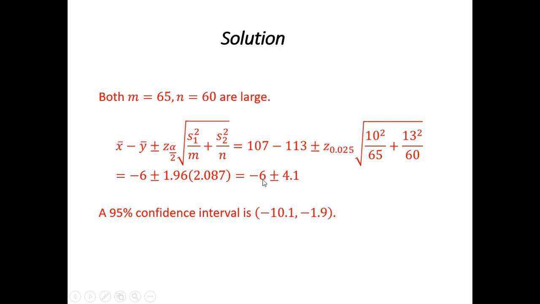So we're looking at minus 6 minus 4.1, so we get negative 10.1. And negative 6 plus 4.1, we get negative 1.9. So a 95% confidence interval for the difference in the means is minus 10.1 to minus 1.9.